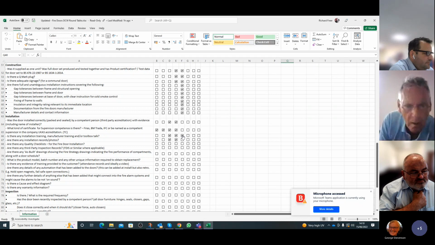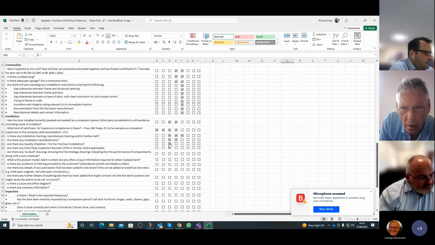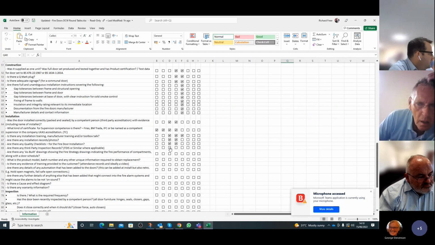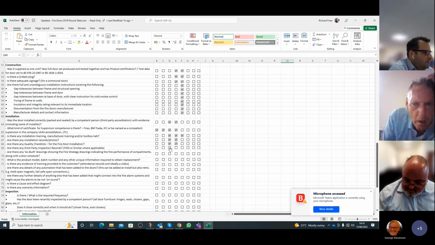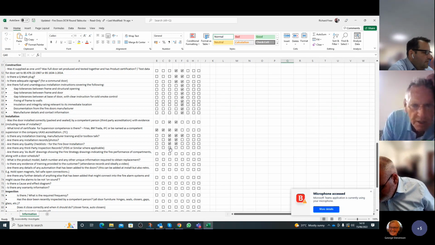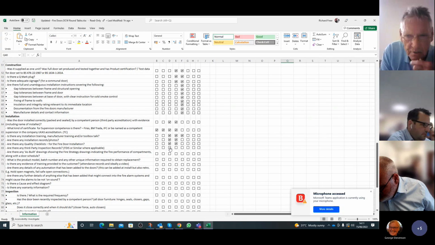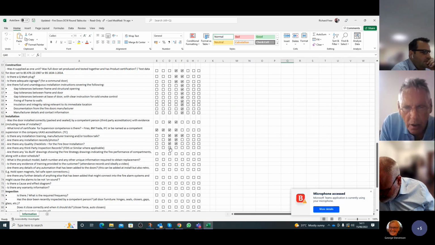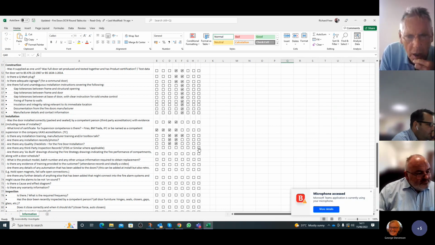A quality checklist. I think that's the same, isn't it? Main contractor and trade contractor. Okay, so third-party inspection records. I think that's that one. And I think we've also got a section on commissioning, haven't we? We've got a column for commissioning. Yeah, it's column I. So this would be I, would it, George? Yes.